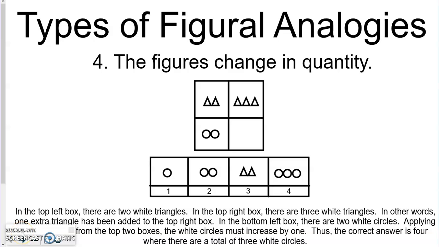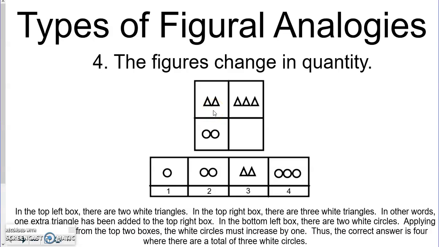Let's take a look at a new type of figural analogy. In these figural analogies, the figures are going to change in quantity. That means how many. So let's take a look at this example. Look at figure 1 and look at figure 2. Decide what changes from figure 1 to figure 2.